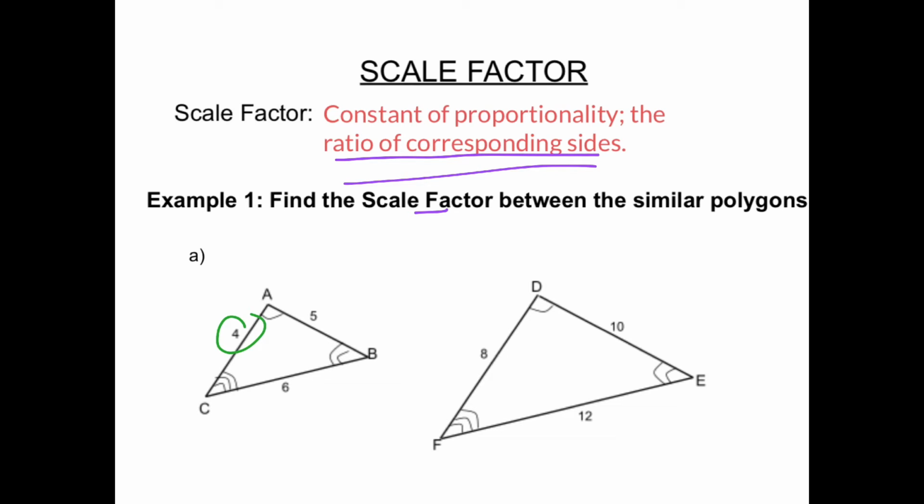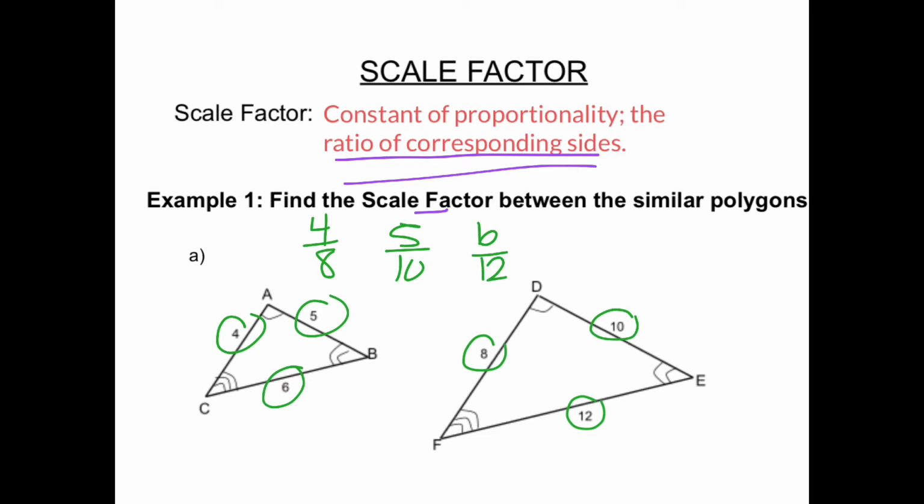So I'm going to match the 4 with the 8 and the 5 with the 10 and the 6 with the 12. Now, if we are looking at the scale factor from triangle ABC to triangle DEF, then this is what we have set up here, because ABC is on top and the numbers from DEF are on the bottom. So all three of these ratios simplify to 1/2. So we would say that the scale factor between ABC and DEF is 1:2.